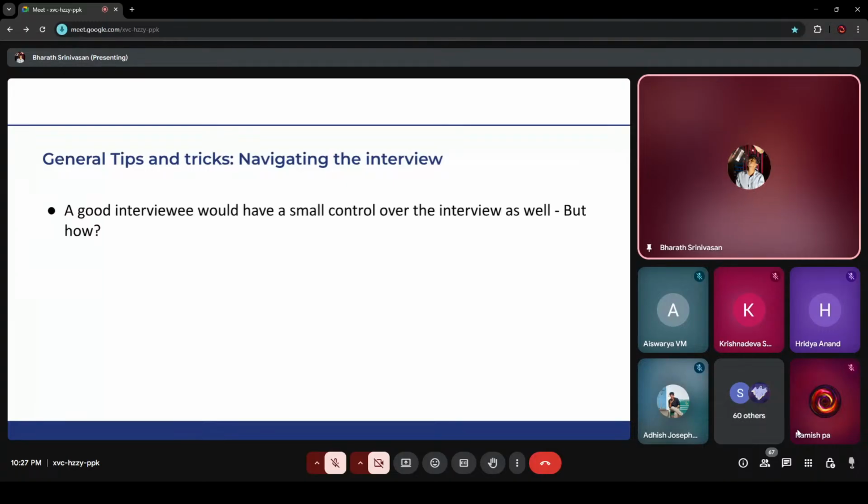So the first thing you need to understand is, unlike a viva, a good interviewee will have a small control over the interview as well. I know this is a statement you might have heard from multiple people, but they never tell you how you can navigate your interview. So, a few things that I have used during my placements: you always have to navigate to your stronghold. There might be weaker points. By not making it visible to the interviewer that this is your weaker point, you can navigate slightly to the area that you have confidence in.